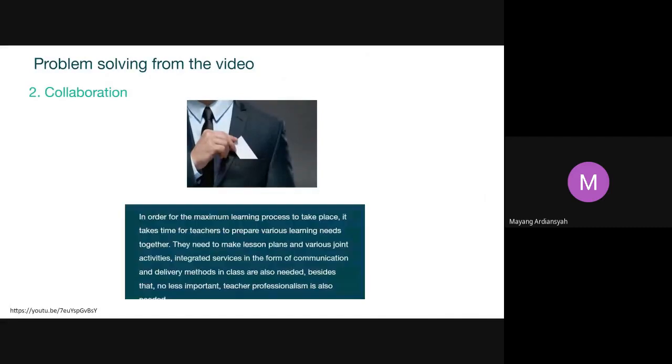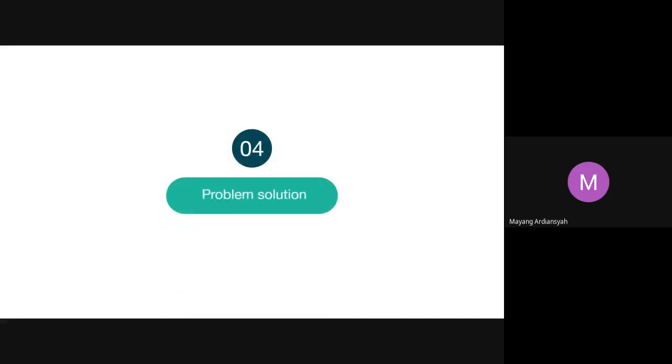Next point is collaboration. In order for the maximum learning process to take place, it takes time for teachers to prepare various learning needs together. They need to make lesson plans and various joint activities. Integrated services in the form of communication and delivery methods in class are also needed. Besides that, no less important, teacher professionalism is also needed. Next point is problem solution, and it will be presented by Fauzi Abdullah.